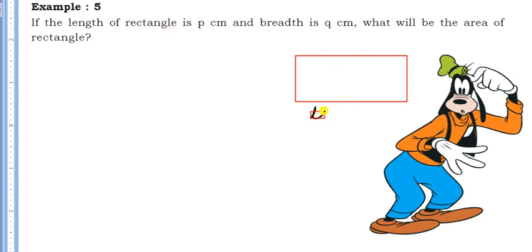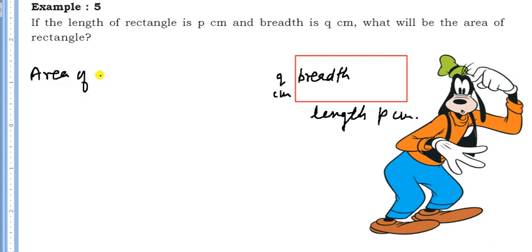It is the length p, it is given as p. So that is the length. And it is the breadth, and that is given as q centimeter. It is q centimeter, it is p centimeter. So what will be the area? First of all you have to write area of rectangle.